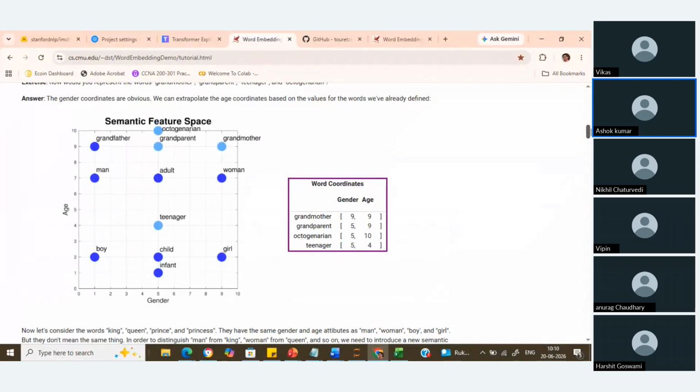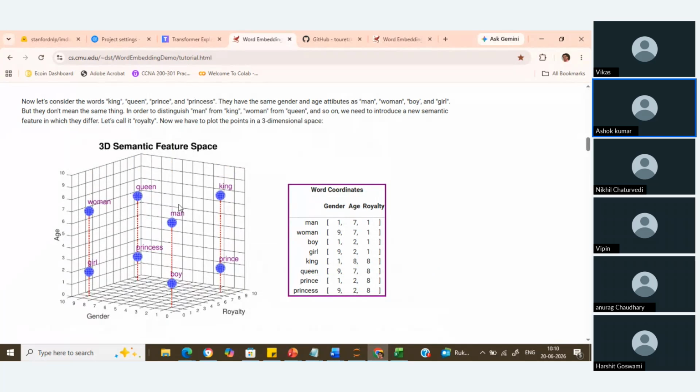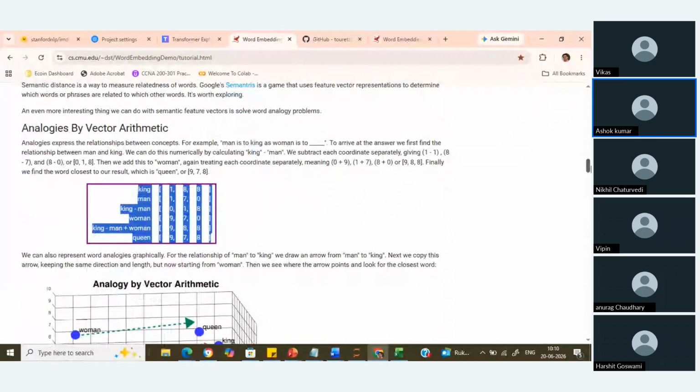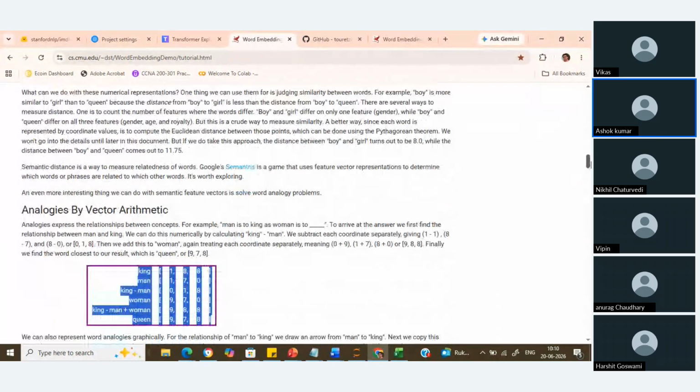First, we discussed the two-dimensional view, where we captured the values of each word or token at different dimensions, age and gender. Then we considered one more dimension, that is royalty, and captured the word coordinates. Then, based on some calculations, we tried to predict the new information, or embedding, of the queen and so on, which we have seen.